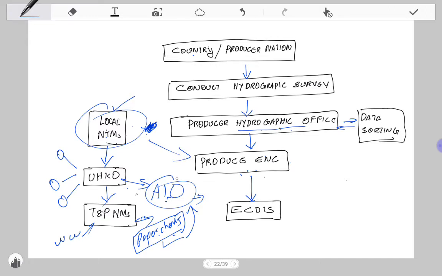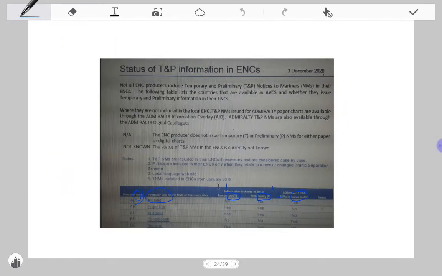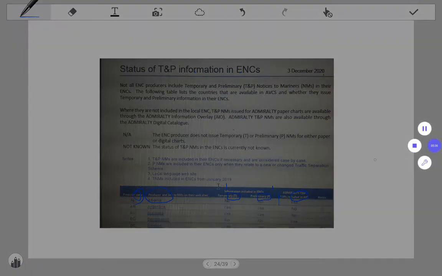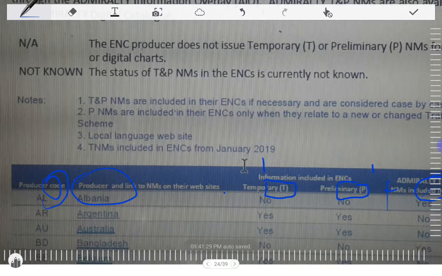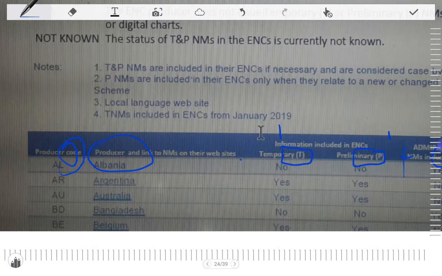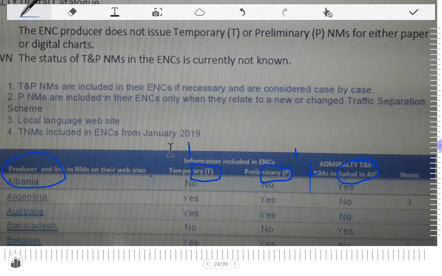So how do we know whether a country has added their notices to mariners to the ENC or not? For that there is a list, called the status of TNP information in ENC. You can download this from the UKHO website. In this list, all the ENC producing nations are given, and their product code is also given.